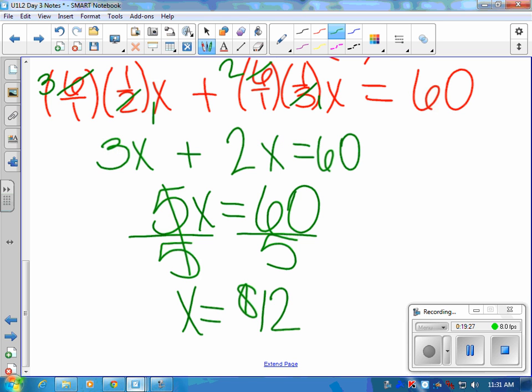Yes? Because that's my common denominator. So if you think of that least common multiple, or that common denominator, and multiply by that, then it gets rid of both fractions instead of just one. Questions about either of those methods?